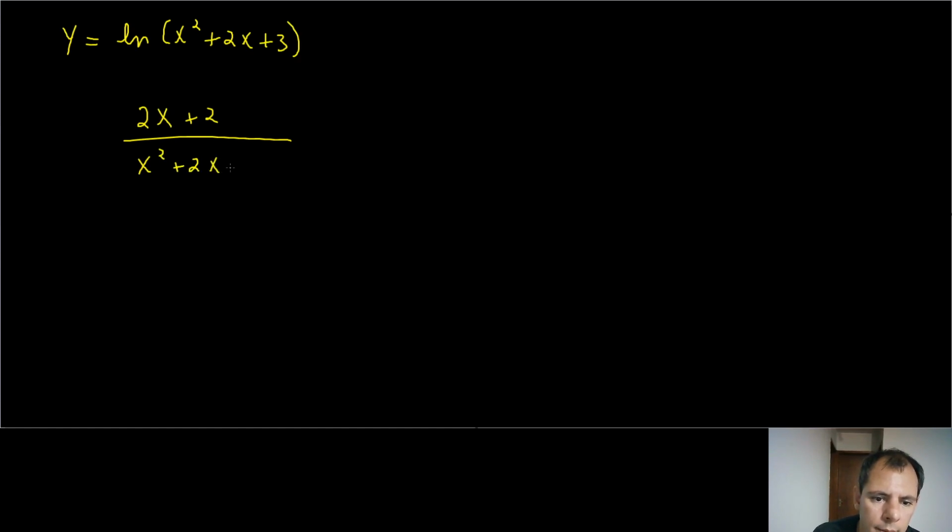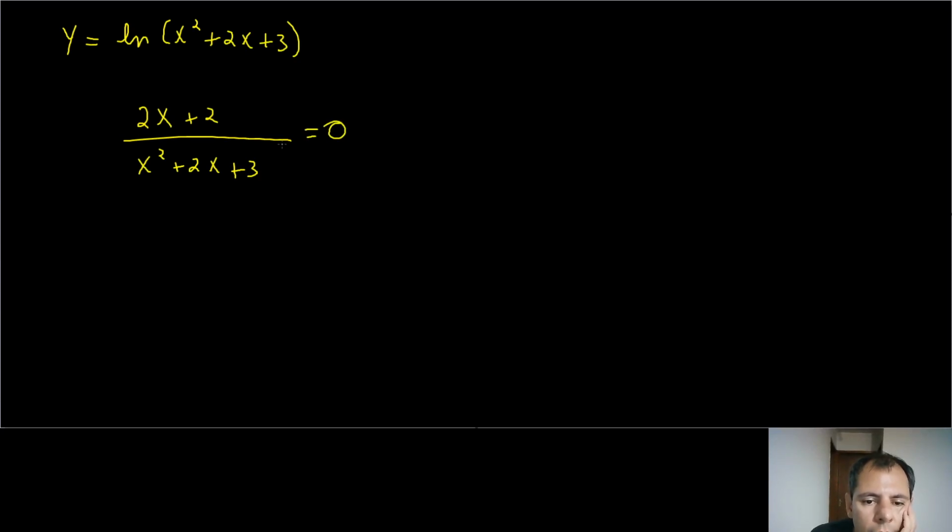plus 2x plus 3. What I did was differentiate the ln, which brings this to the denominator, and then you have to multiply by the differentiation of the inner function. Okay. Now, when do you want this to be 0?